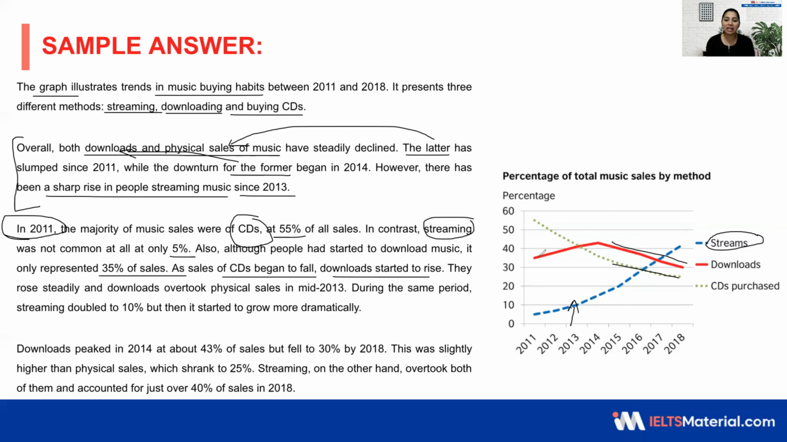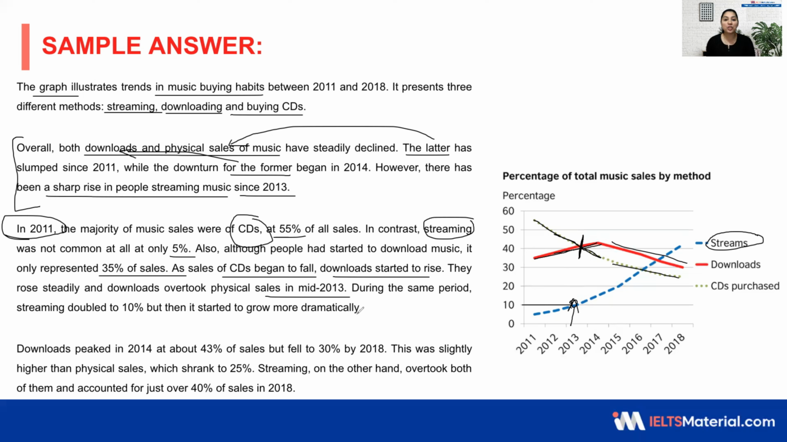So you can see very clearly that downloads actually took a steady increase, and it showed a peak in the year 2014. But by the time, the physical sales of CDs had started decreasing. And you can see the intersection here, which is showing that this particular category is decreasing and this particular category is increasing. They have also shown the year as mid-2013. During the same period, streaming doubled to 10%, from 5 to 10, exactly 10.